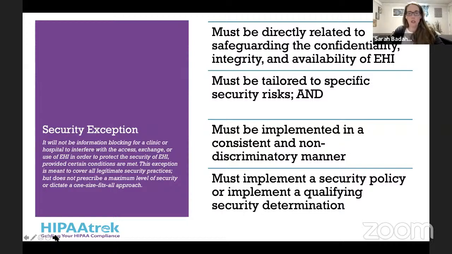This is going to be an exception that probably does not come up very often, but if it does, remember that it must be tailored to a specific security risk.